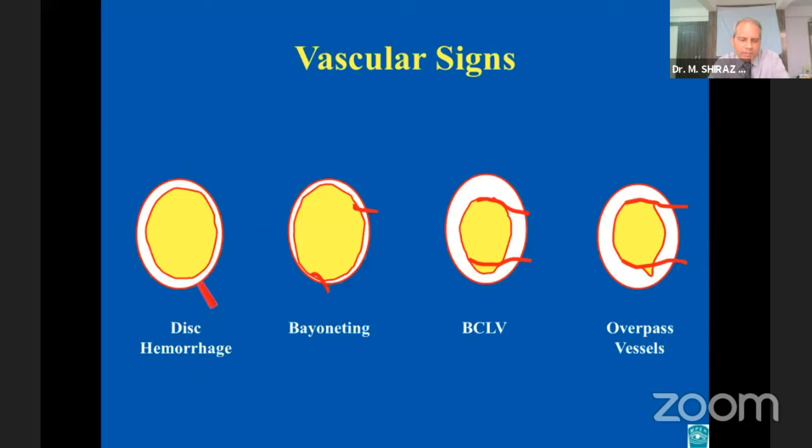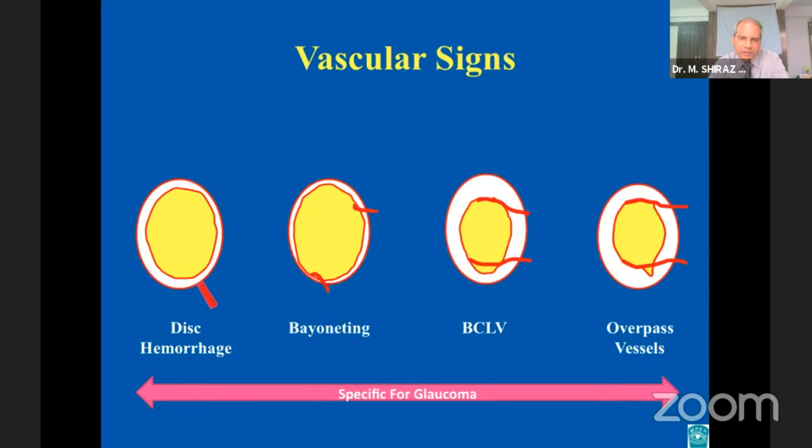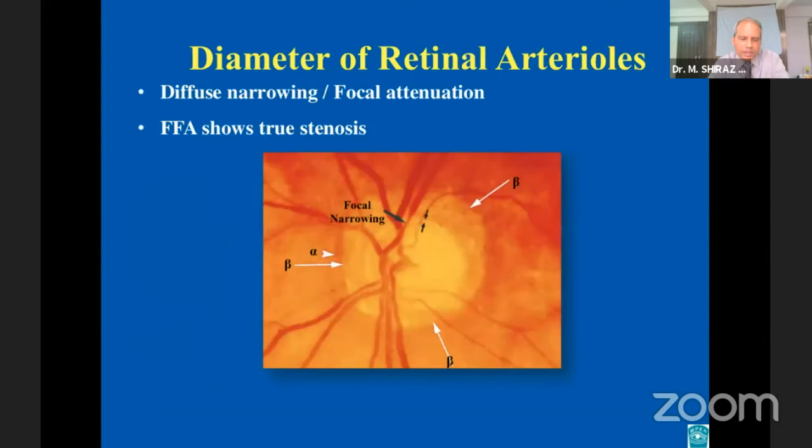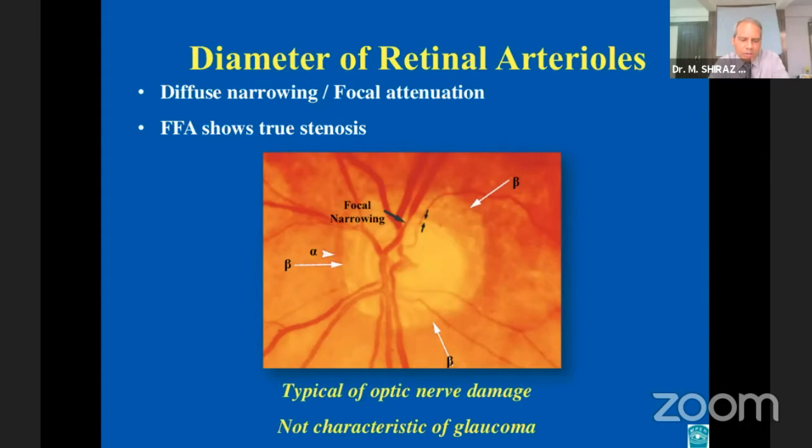To summarize, the vascular signs can be hemorrhages at the disc margin, bayoneting of vessels, baring of circumlinear vessels, and overpass cupping. These 4 vascular signs are specific for glaucoma. Diffuse and focal narrowing of the retinal vessels have been described for both glaucomatous as well as non-glaucomatous optic neuropathies. The generalized and localized narrowing of retinal vessels is typical of optic nerve damage, but not characteristic of glaucoma.